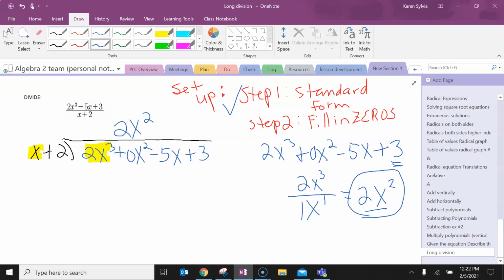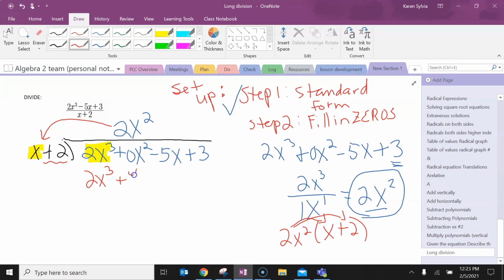The next step is to multiply through. When I'm multiplying through, I need to multiply the entire binomial there. So I'm going to do 2x squared times x plus 2. This is the only time where the plus 2 comes into play. So I'm going to do 2x squared times x. That's going to give me 2x to the third. And I'm going to do 2x squared times 2, and that's going to give me 4x squared.